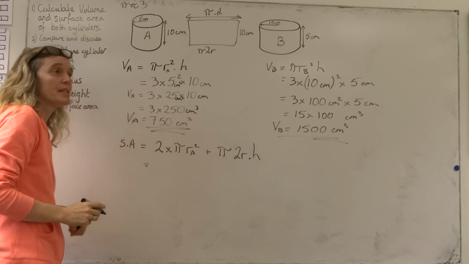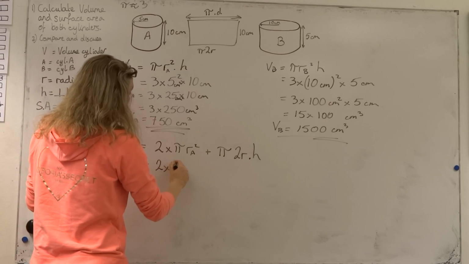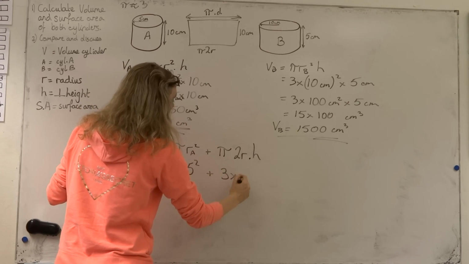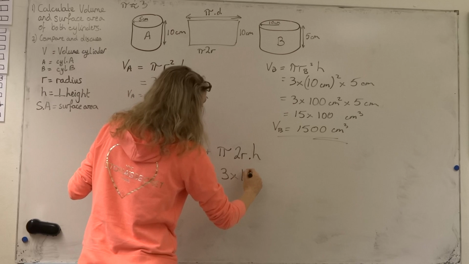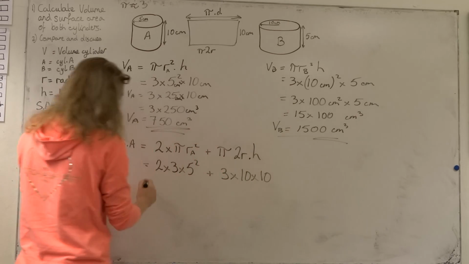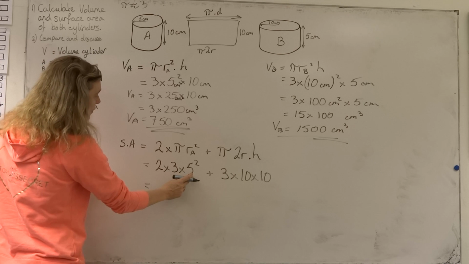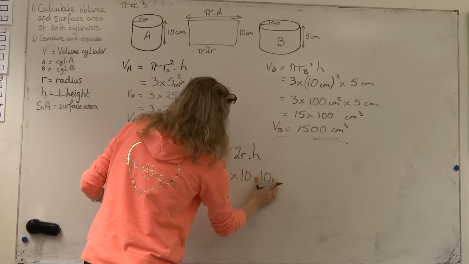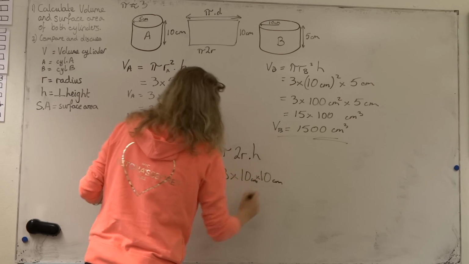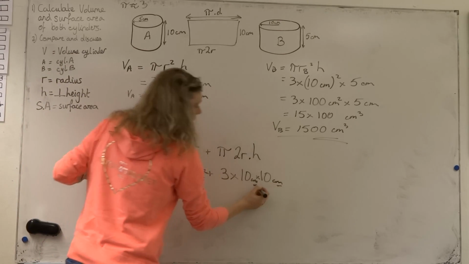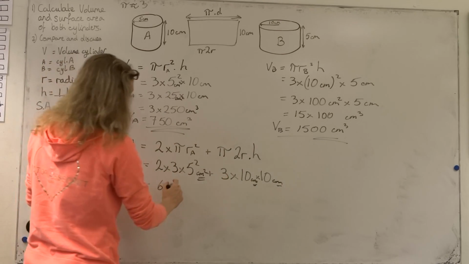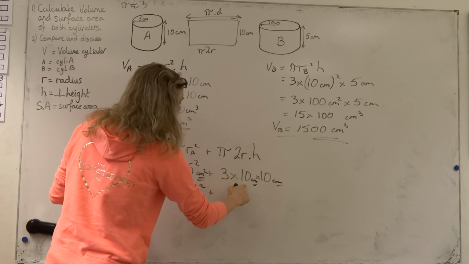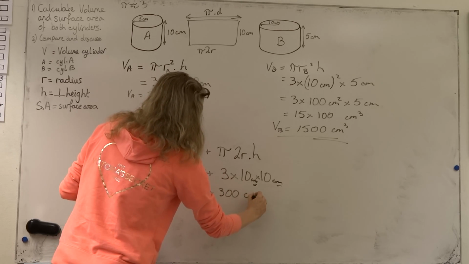So if we start to plug the numbers in here, we get 2 times 3 times 5 squared plus 3 times 2r, which is 10, times the height, which is 10. So here we get 25 times 6. Here we've got centimetres squared. Here we've got centimetres times centimetres. Checking that we've got the right units here, we're going to get centimetres squared. Here we have centimetres squared. So 6 times 25 centimetres squared plus 300 centimetres squared.